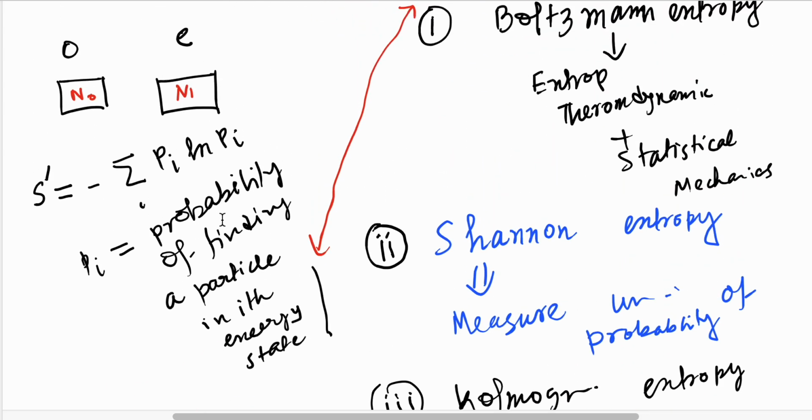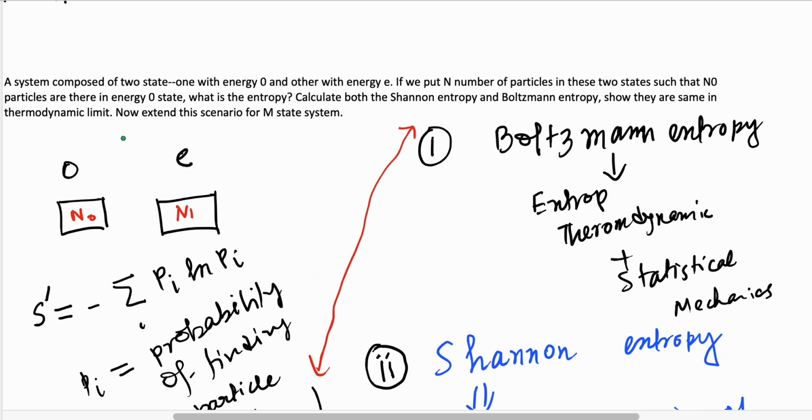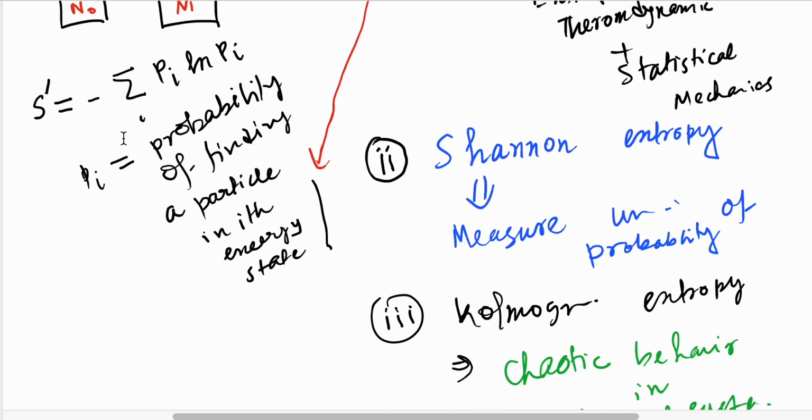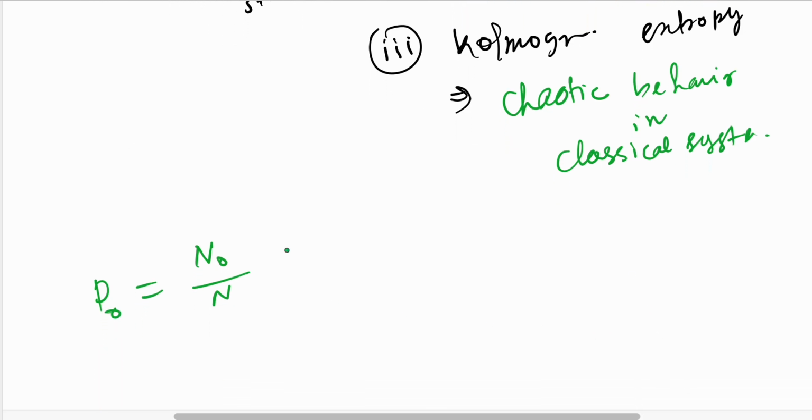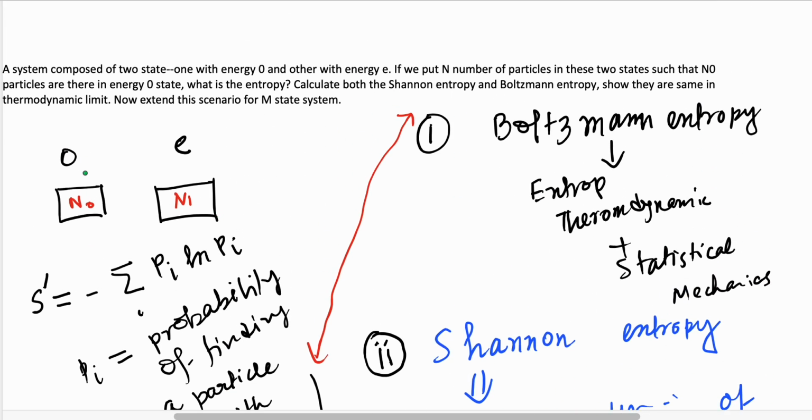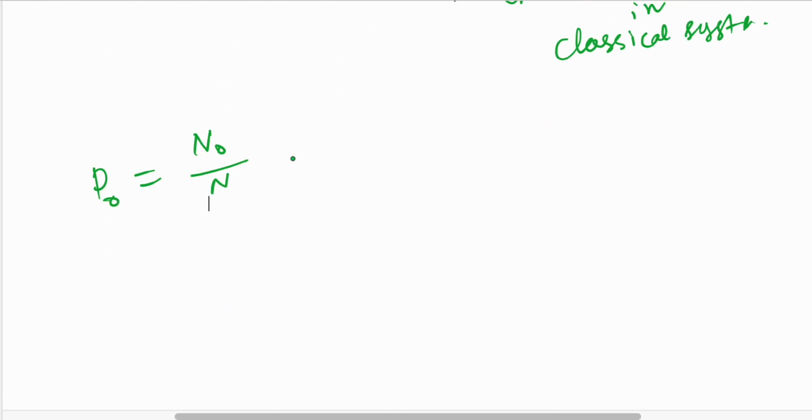If n0 particles are there with energy 0, that means out of n particles, if I just take one particle randomly and check the energy of the particle, then what is the probability that this particle will have 0 energy? That is nothing but n0 by n. Since n0 particles are there in the 0 state, this is the probability, simple.